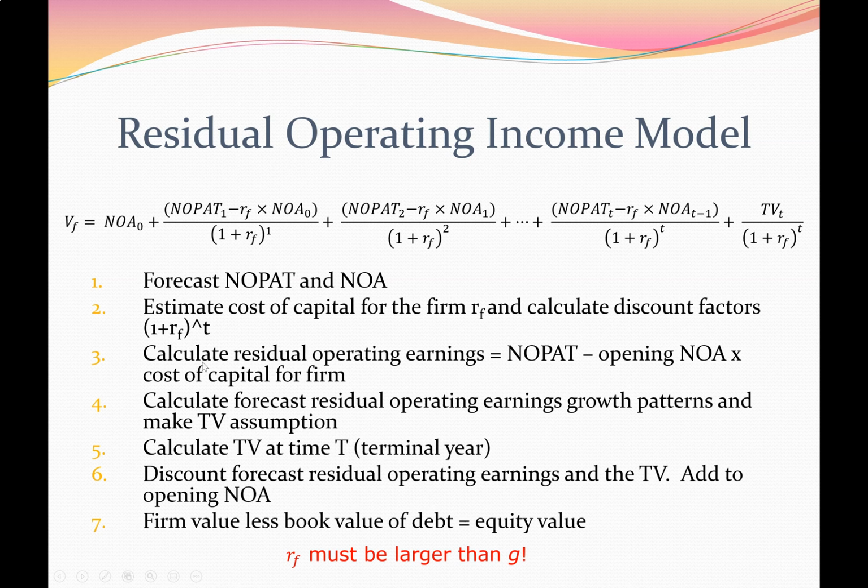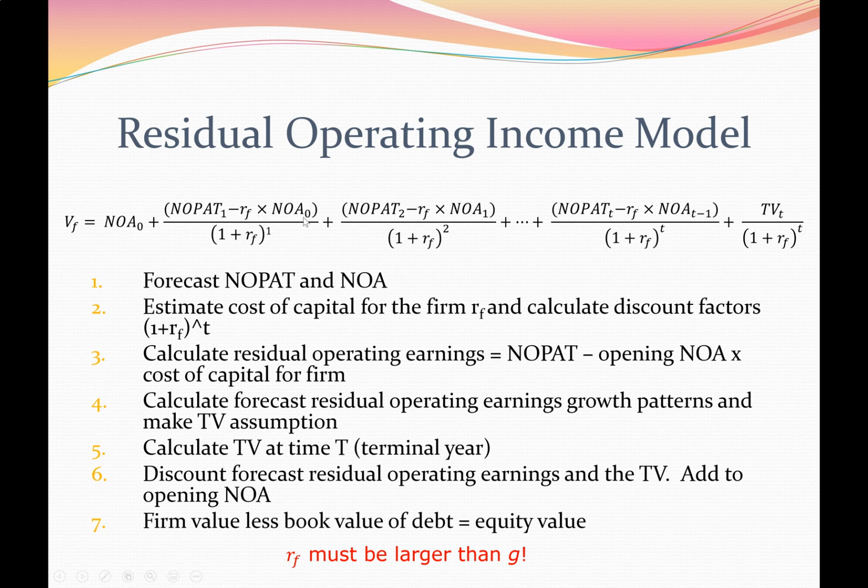Now I can calculate the residual operating earnings. The residual operating earnings refers to this numerator component of each term in the formula. NOPAT in year 1, so my forecast net operating profit, minus the cost of capital for the firm times my starting net operating assets, or my year 0 net operating assets. So if I had net operating assets of $1 million, and based on the risk of the company I expected an 8% return, my cost of capital is 8% and my net operating assets are 1 million.